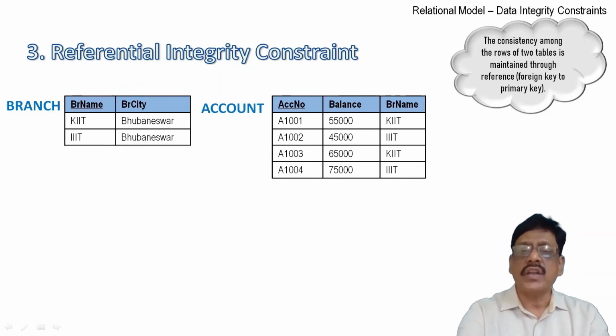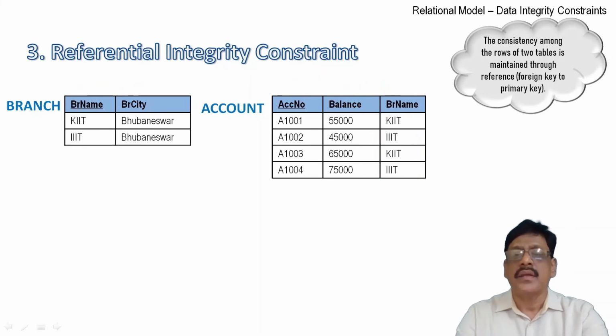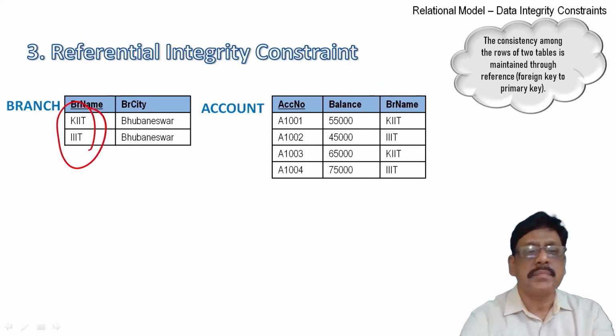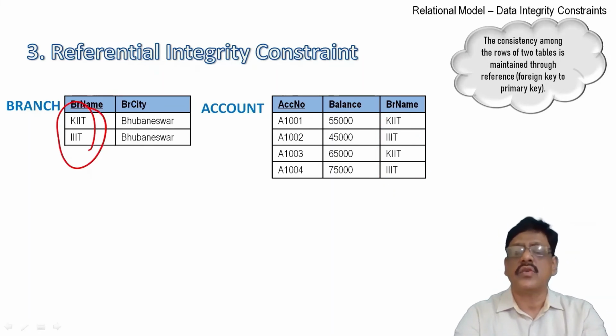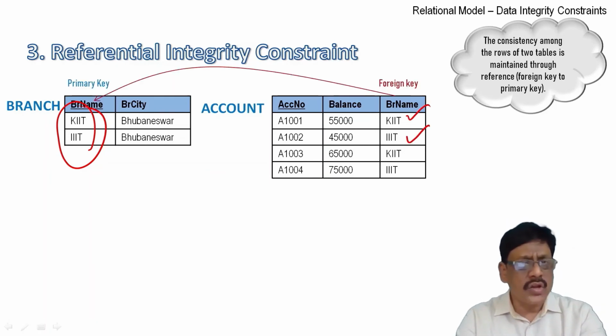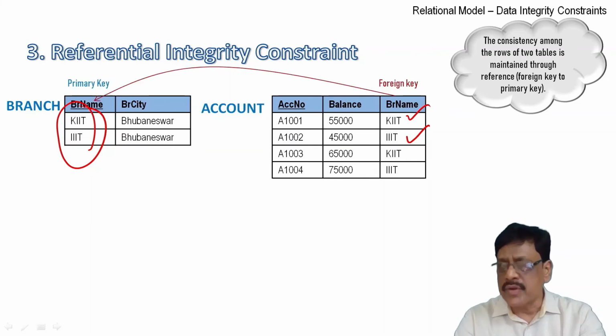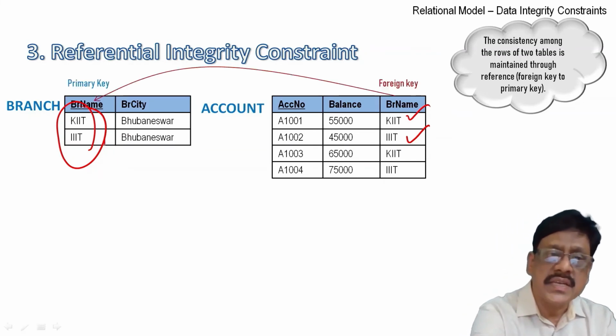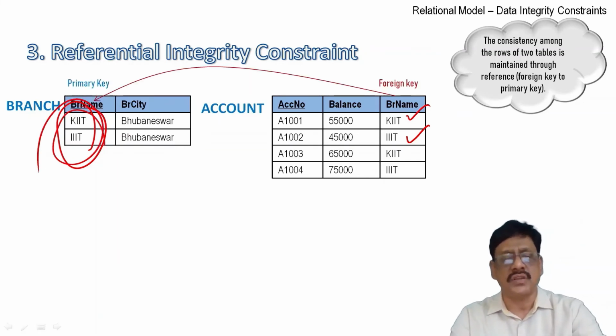In that case, what value can we put against the branch name in the account table? The value must be present in the domain of the primary key to which it references. Either we can insert KIIT or IIIT. Either you can put a null, but if you are not putting a null and would like to put a value, the value must be present in the domain of the primary key to which it references.